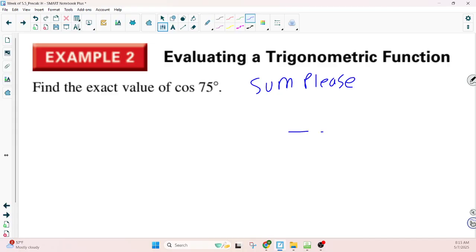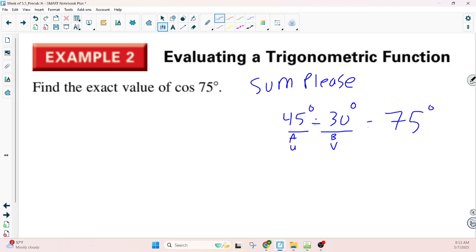What two things will add to 75? What do you want to try? Let's use 45 and 30. Okay. And again, that's either your A or your U, whatever you want to use, or your B and your V. Doesn't matter. Sorry about that. It's just how it goes. They always use different variables depending on the source you go to.